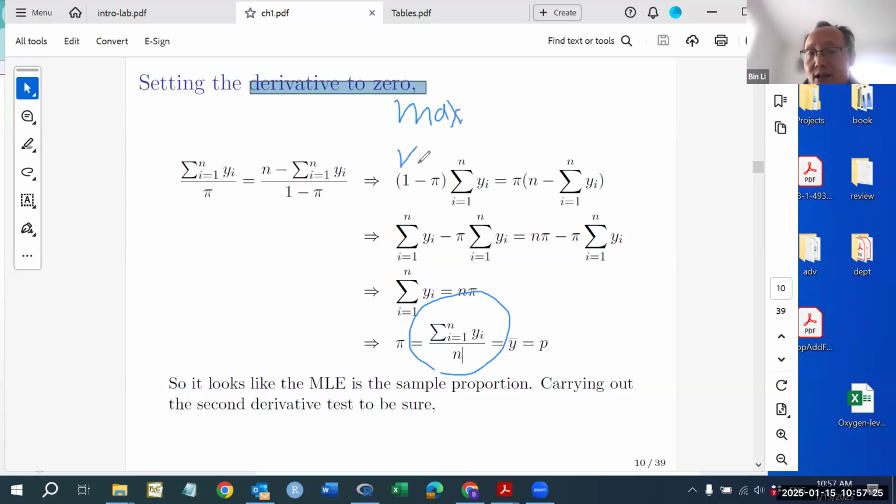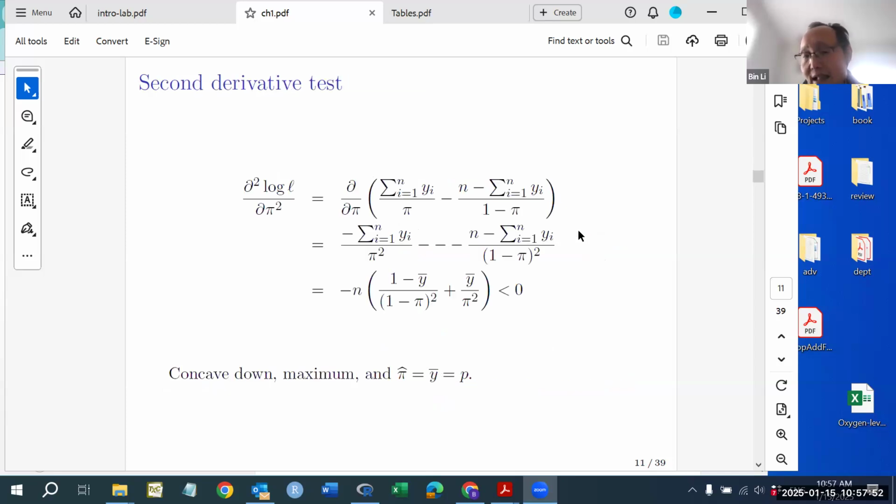Another possibility is not maximum, but minimum. That can also give the derivative equal to 0. So how do we check if it's maximum or minimum? We take the second order derivative. If the second order derivative is negative, then it's maximum. If the second order derivative is positive, then it's minimum, right? So we have to do one more step to make sure this is the MLE, not minimizing the likelihood.